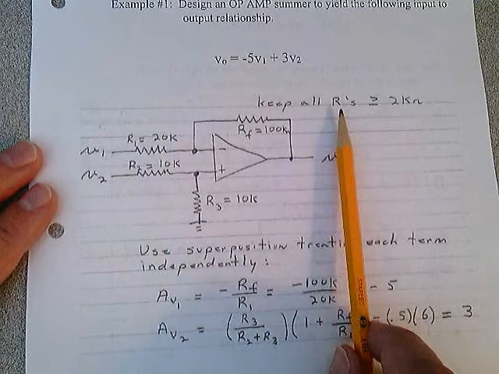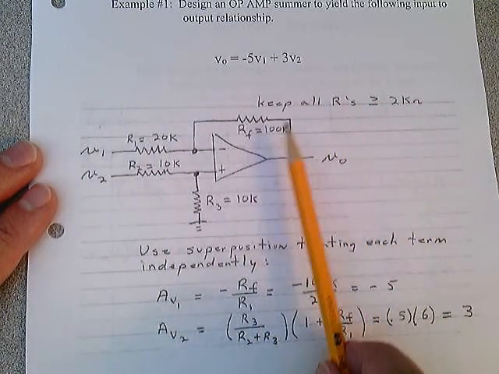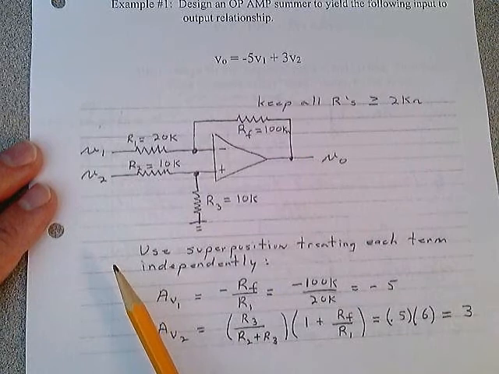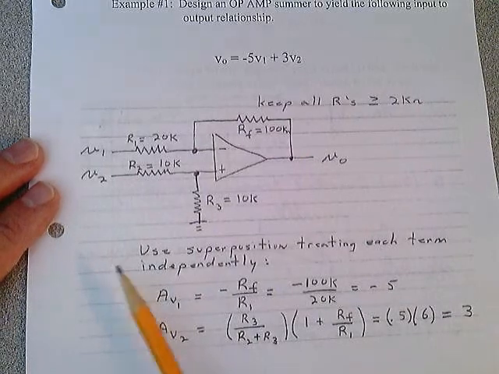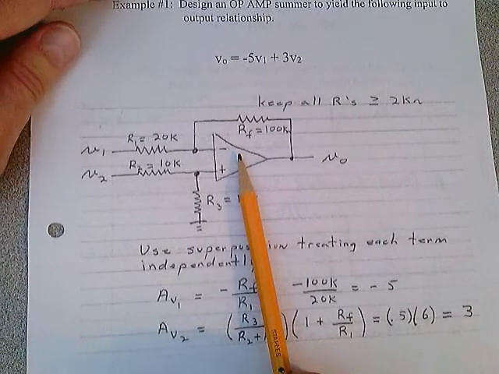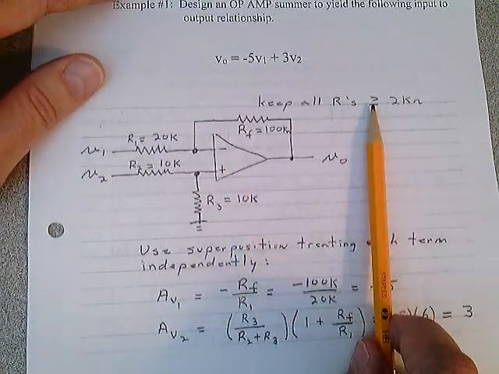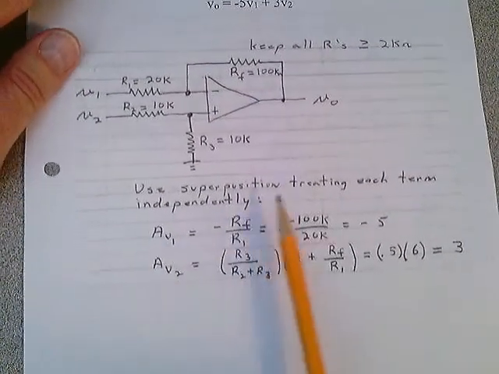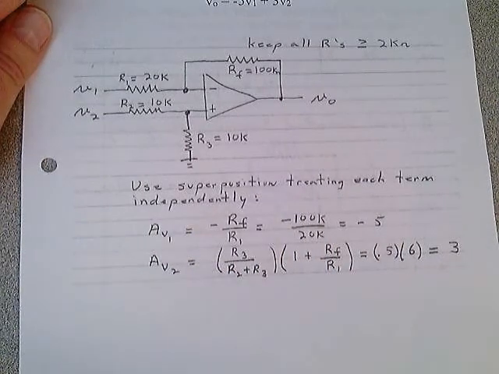We're going to keep all resistance values greater than or equal to 2 k ohms, just so we keep our currents down a little bit so we don't have so much current in these circuits. But this is going to be a guideline we have here to keep our currents relatively small. Use superposition, treating each term independently.